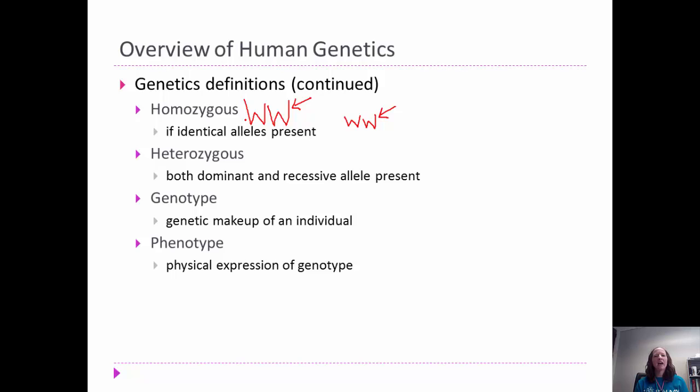Or you can have heterozygous. Heterozygous is going to be where you have one dominant and one recessive. It's called heterozygous or heterozygotes, either way.